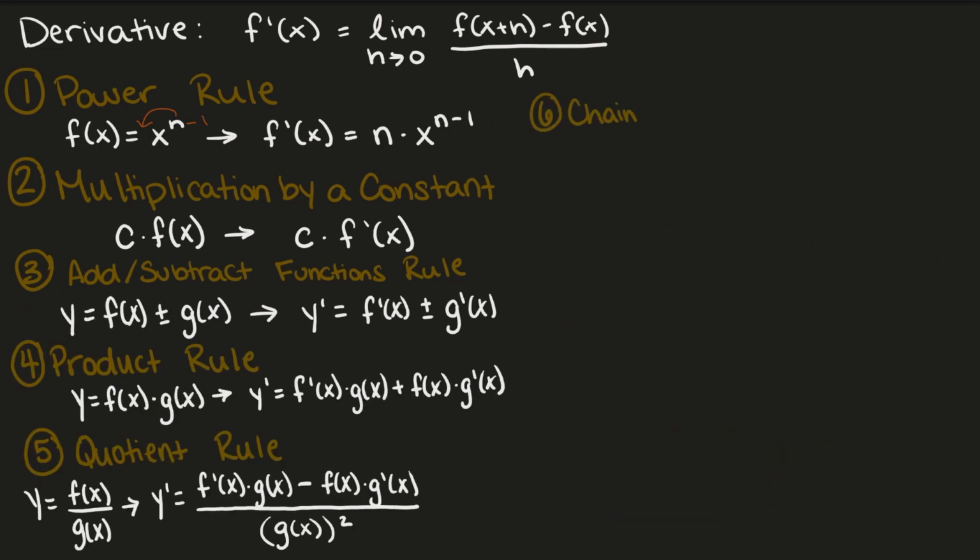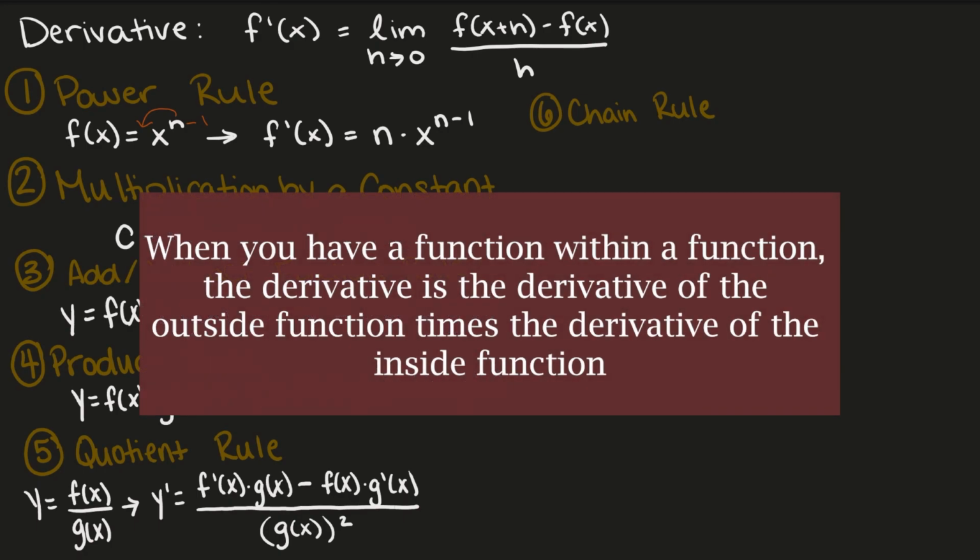Last, we have the chain rule. The chain rule says that when you have a function within a function, the derivative of that entire function is the derivative of the outside function times the derivative of the inside function. So if y equals f of g of x, then y prime will equal f prime g of x times g prime of x, or the derivative of our entire function, keeping our inside the same, times the derivative of that inside function.